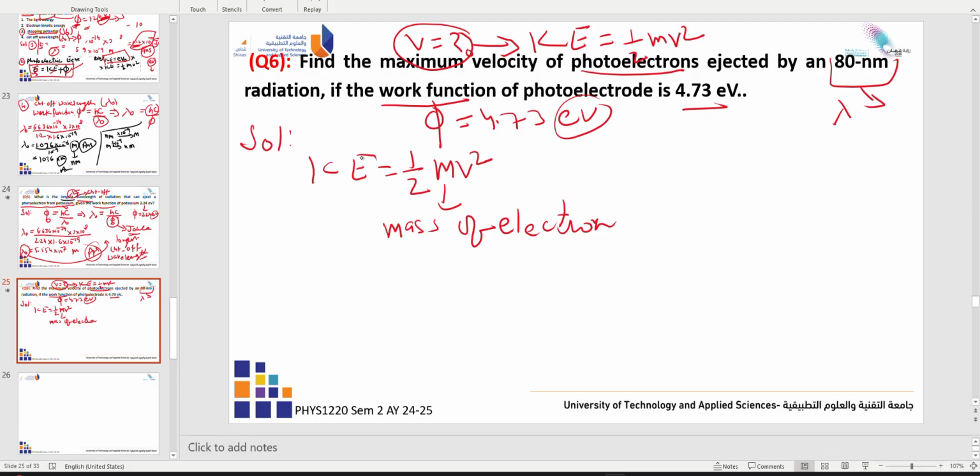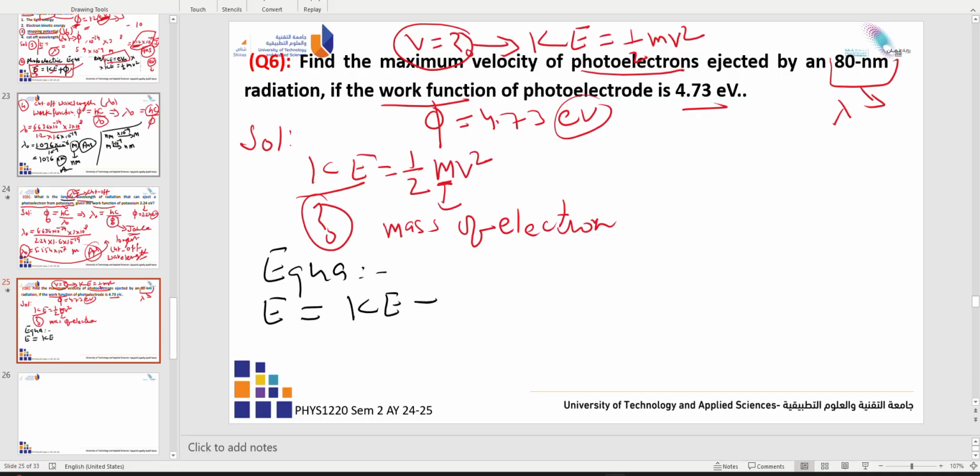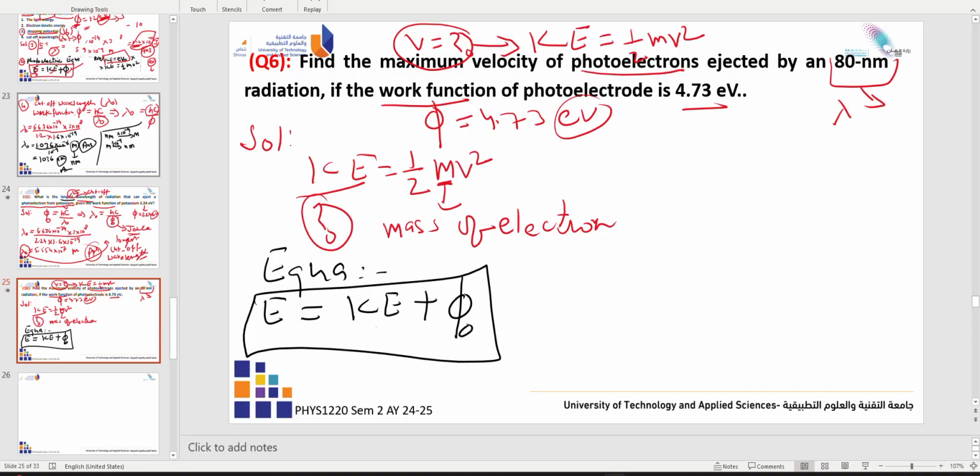Mass is a constant number that I know, and we need to find the value of v. But I need the value of this kinetic energy. For this purpose we have to use the photoelectric equation, E equals kinetic energy plus the work function. This equation we use to find the value of the kinetic energy.